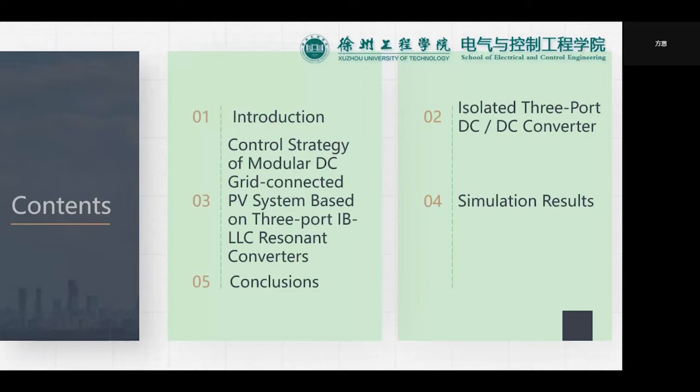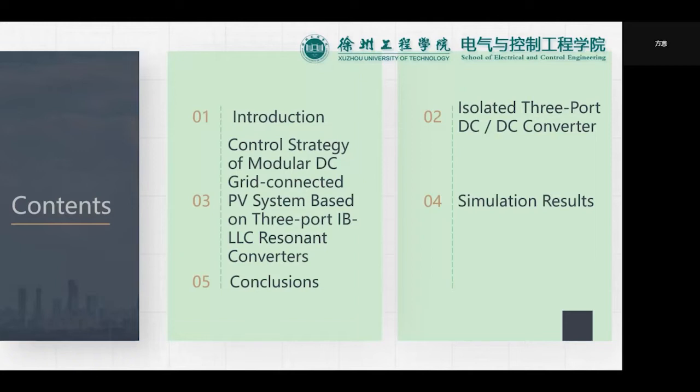In the third part, the control strategy of the modular DC grid-connected PV system based on 3-port IBLLC resonant converters is analyzed. And in the fourth part, the simulation model of the 3-port IBLLC resonant converter is built by using MATLAB Simulink software to verify the working principle and the characteristics of the converter.